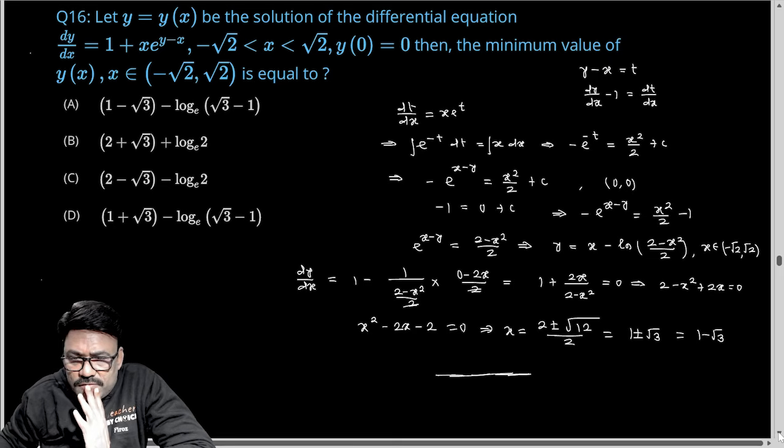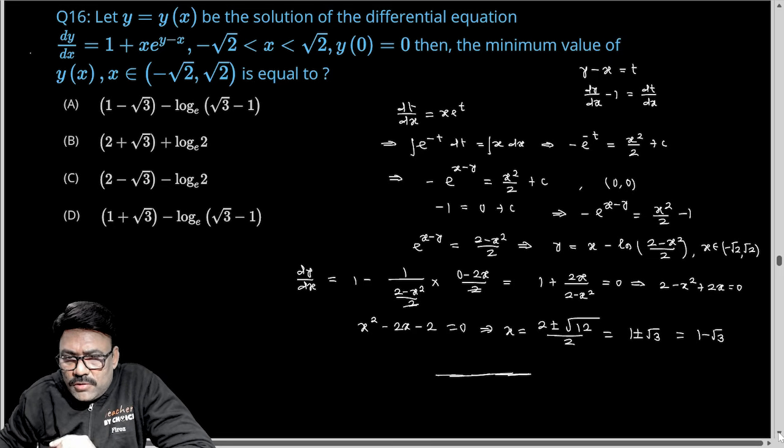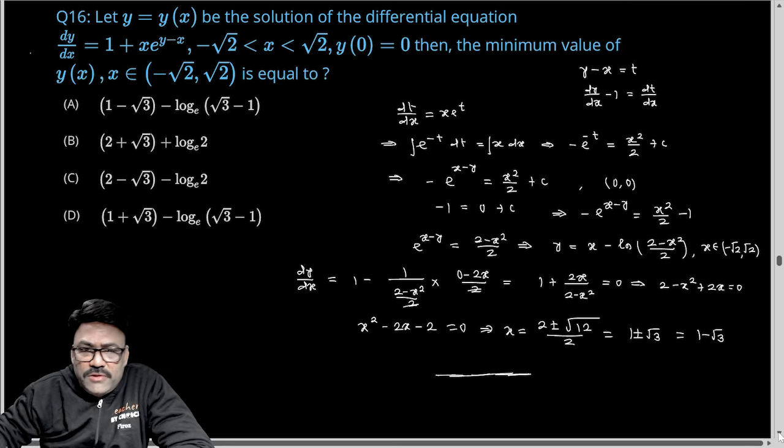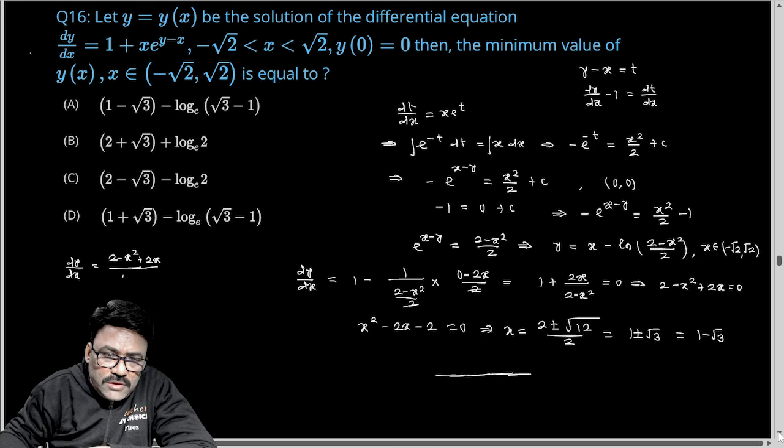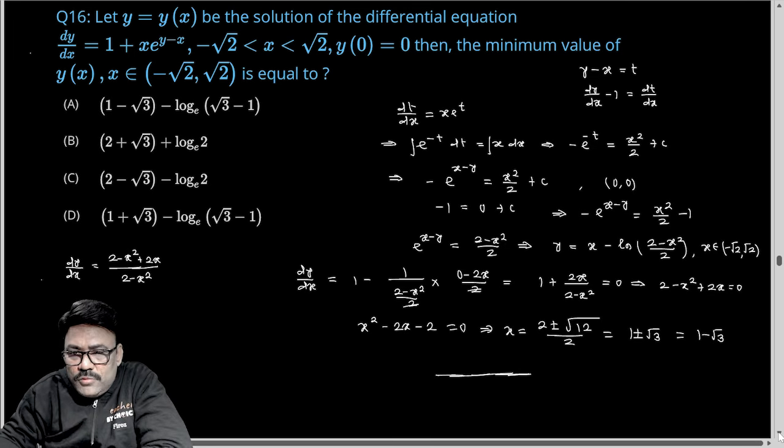Your derivative was ultimately 1 plus 2x over 2 minus x square. Or you can say 2 minus x square plus 2x over 2 minus x square. Derivative was dy by dx. This was the derivative. And x is between minus root 2 and root 2. So obviously this denominator is positive. So you have to check the sign of the numerator only.